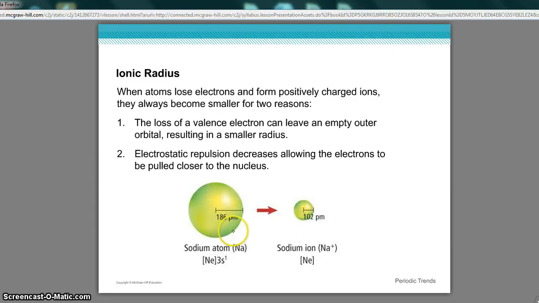So when an atom loses electrons, it becomes a positively charged cation that is smaller than the atom that it started out as. So you can see down here, sodium loses its one valence electron to have a plus charge, and its radius gets smaller.